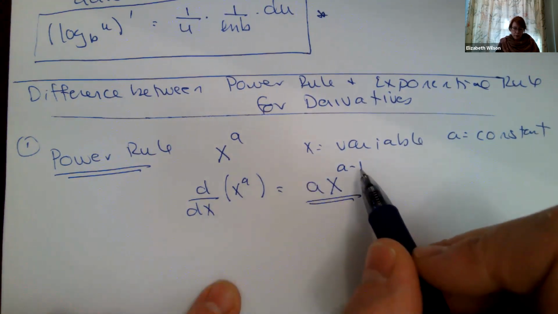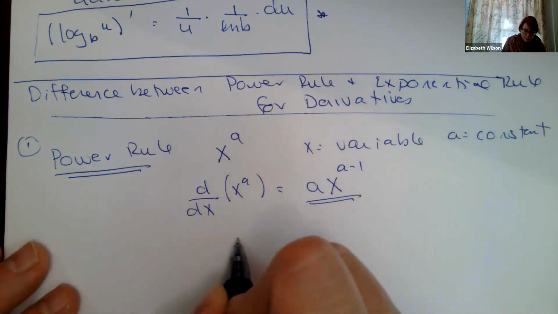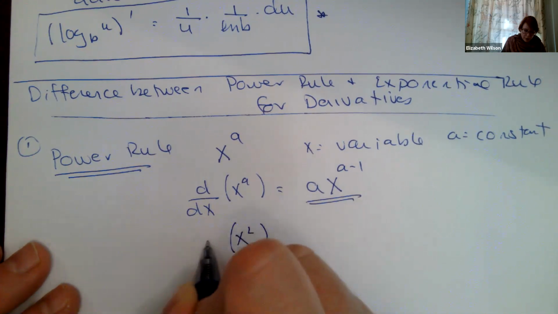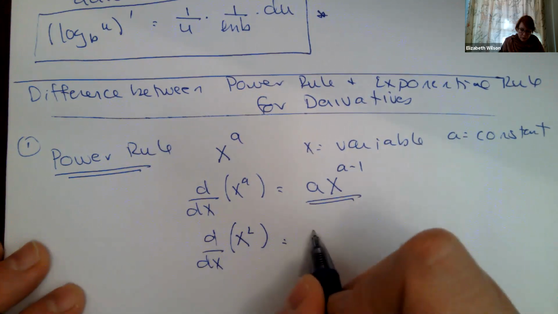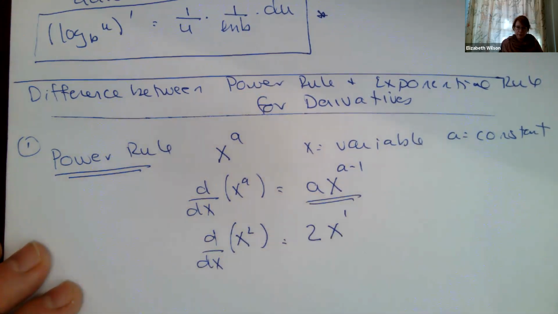So this is like if I've got x squared and I want to find its derivative. We do this all the time. So bring down the 2 and subtract 1.